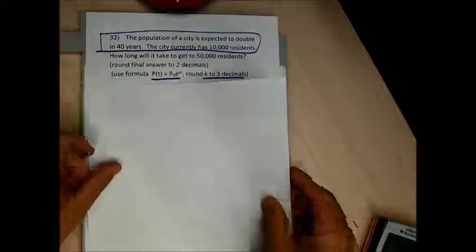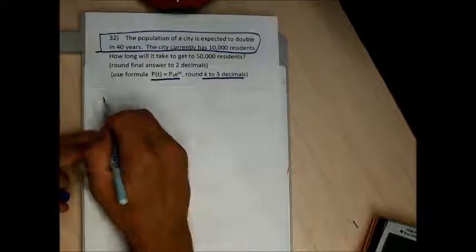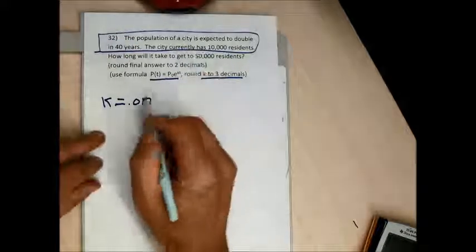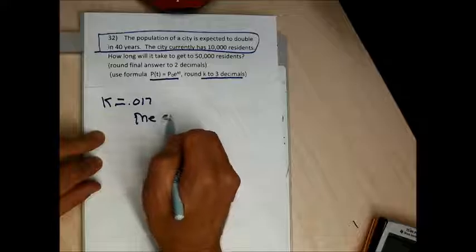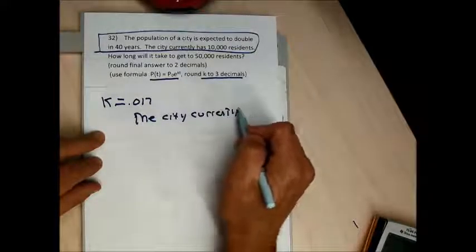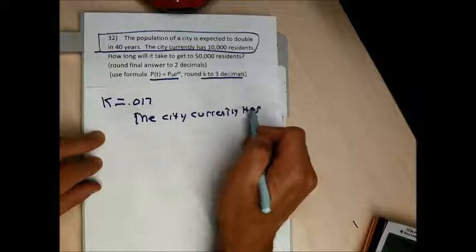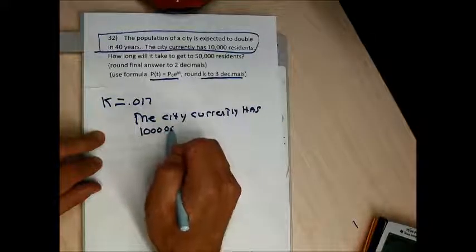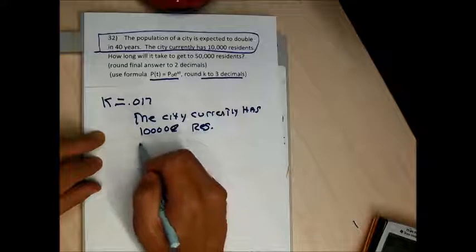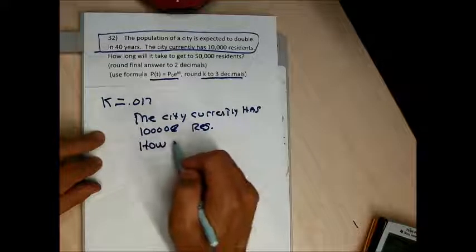Now I'm going to move on to use the second and the third sentences together to answer my question. So keep in mind that the k that I just figured out equals 0.017. And now I'm going to use this. The city currently has 10,000 residents. How long will it take to get to 50,000?